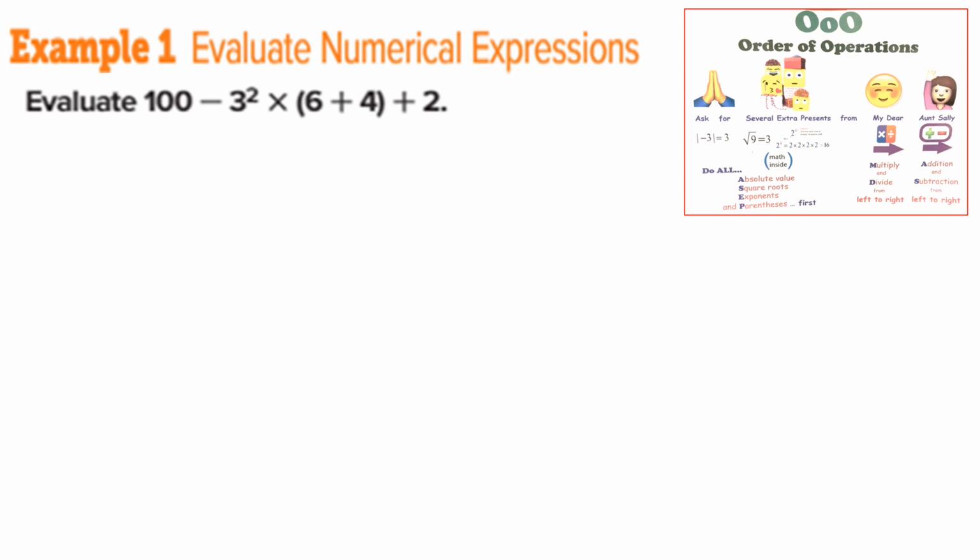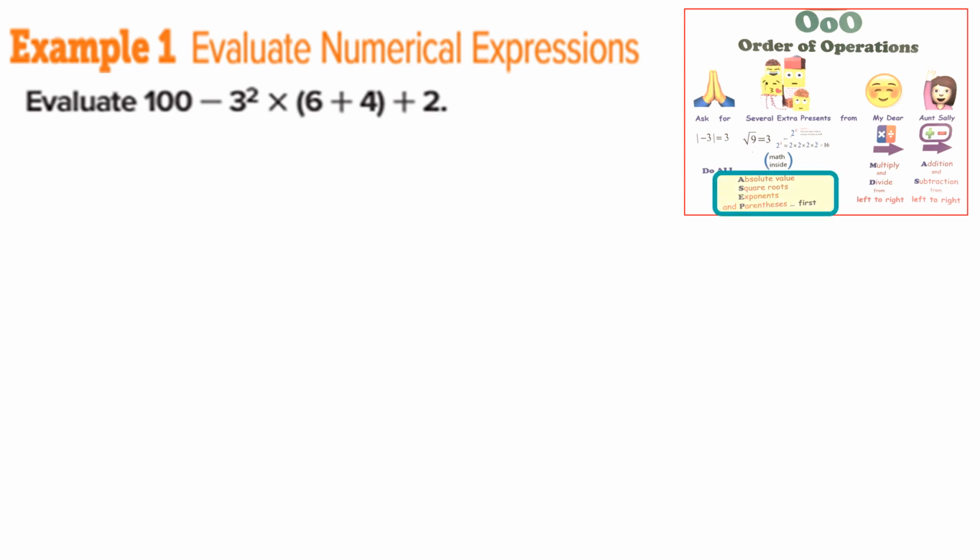So once again, as we go through these numerical expressions, we need to follow the order of operations always and forever. We always start looking for absolute values, square roots, exponents, and parentheses, and we're right now just focusing in on exponents and parentheses. We'll get to absolute values and square roots a little later on. Then we'll do all multiplication and division from left to right, followed by all addition and subtraction from left to right.